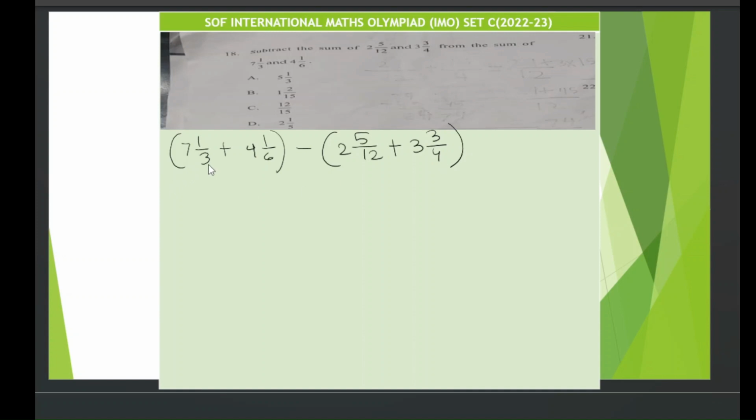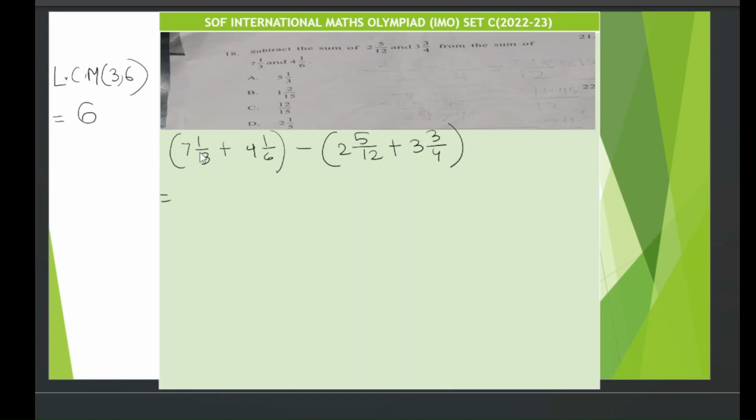So let's understand what will be the LCM of 3 and 6. LCM of 3 and 6 will be 6 because 6 is a multiple of 3, right? You might know that in such cases, when one number like 6 here is a multiple of 3, 3 twos are 6, then the LCM will be 6.